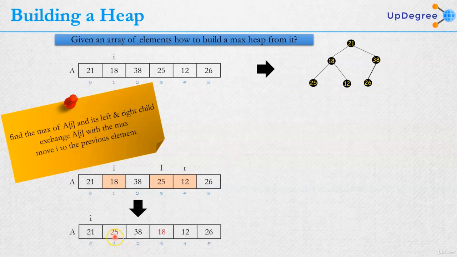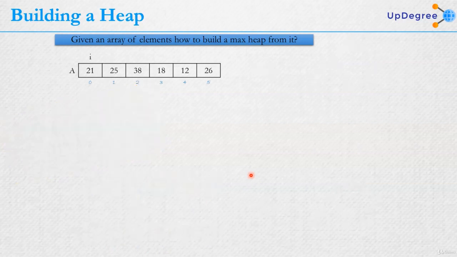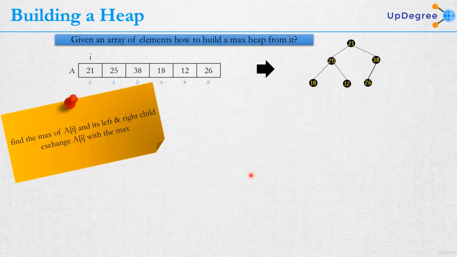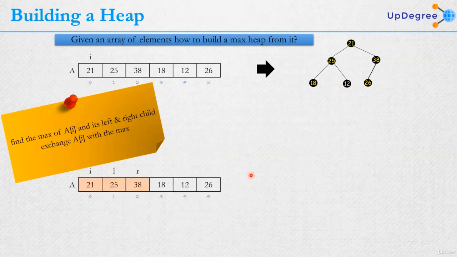So after the exchange, 25 comes to index 1 and 18 goes to index 3, and our tree looks like this. Alright, then we go on to the next step. At this step, we have the tree like this. So we are going to do the same thing again till I is at index 0. So I is currently at index 0. Let's do it one last time.